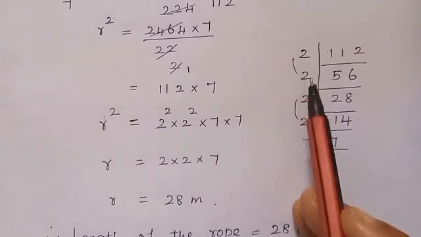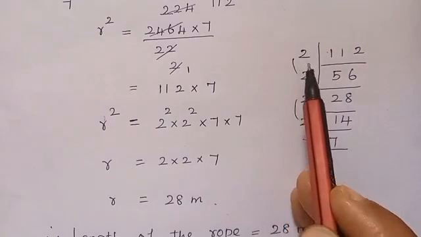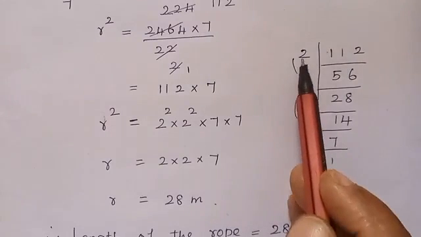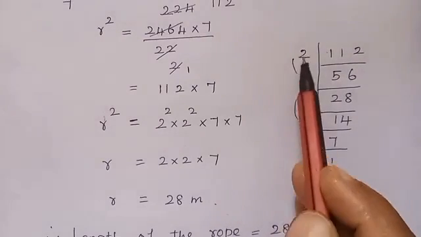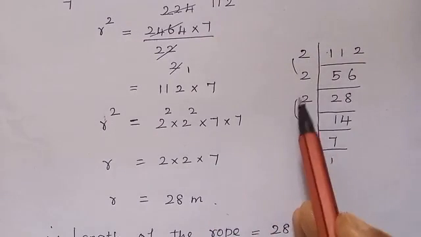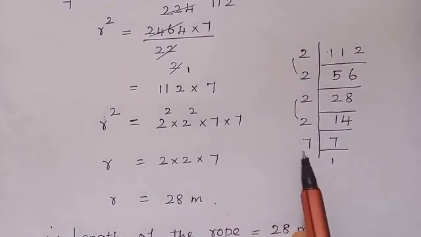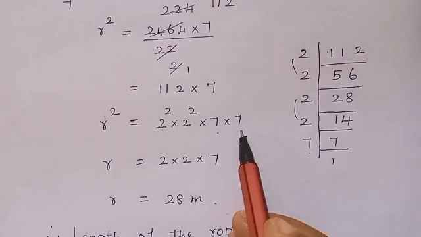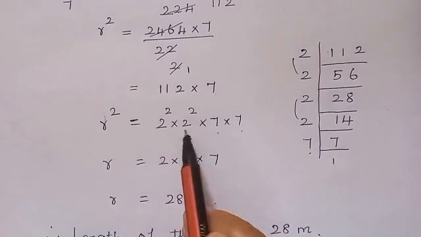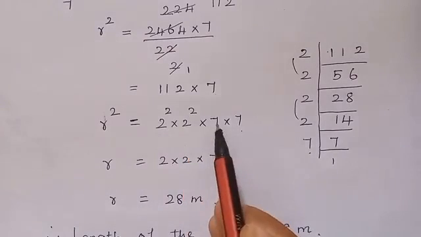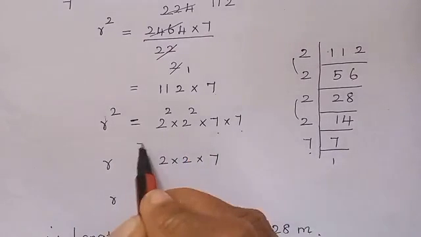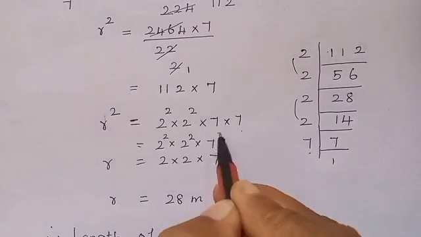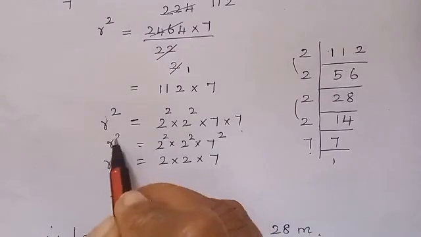So how many 2s are there? 1, 2, 3, 4. We can write the squares. Here 2 square. Again, taking this 2 means again 2 square. This 7, already 1 7 is there, no? That also we can write. Now you see 2 square, here 2 square, and this we can write as 7 square, which is equal to 2 square into 2 square into 7 square, r square.